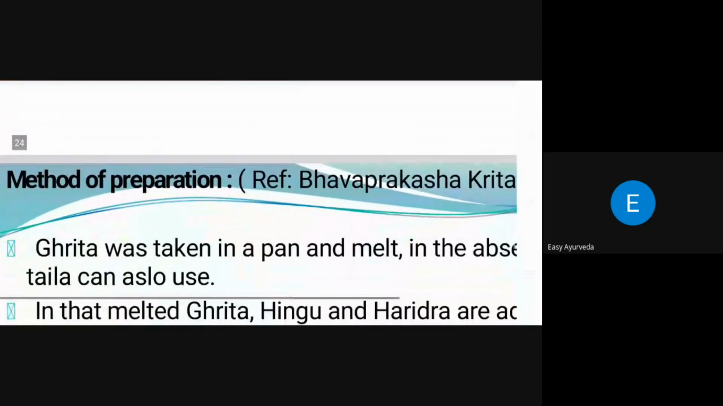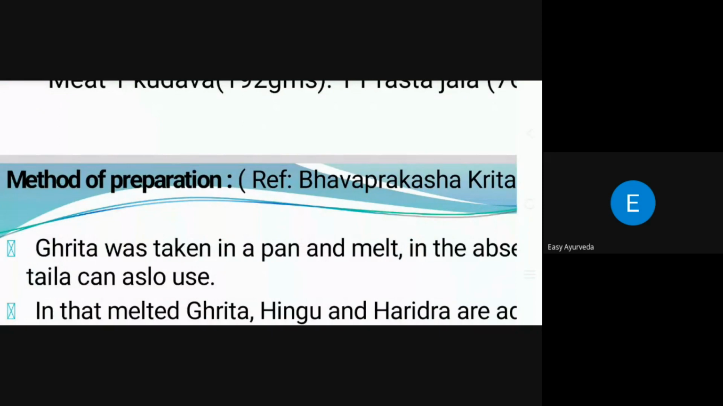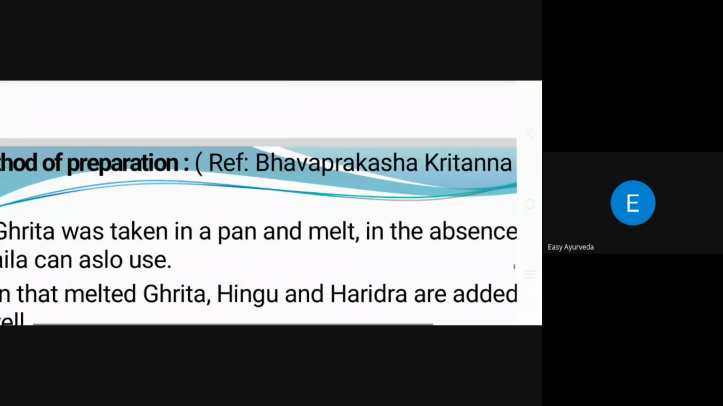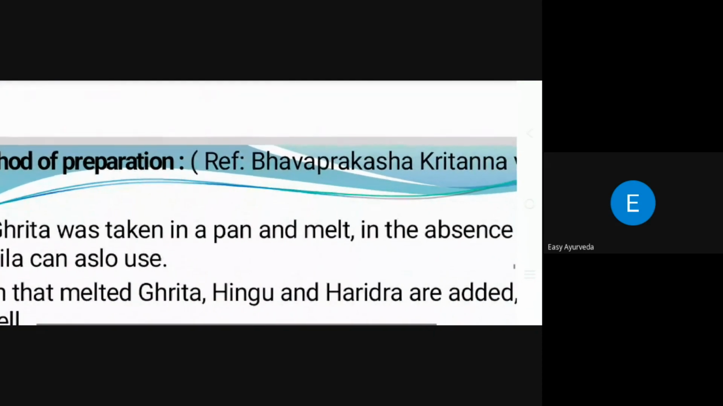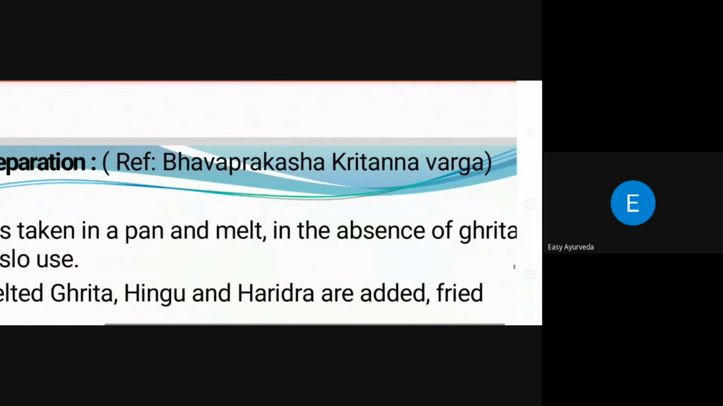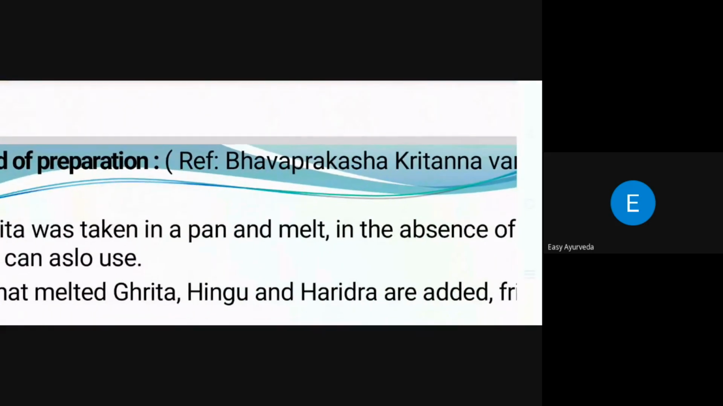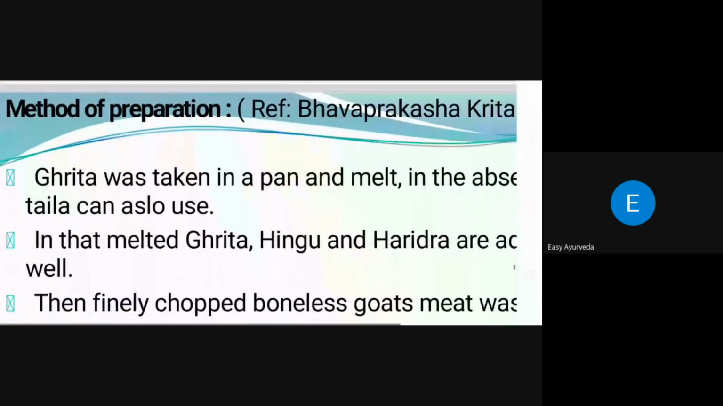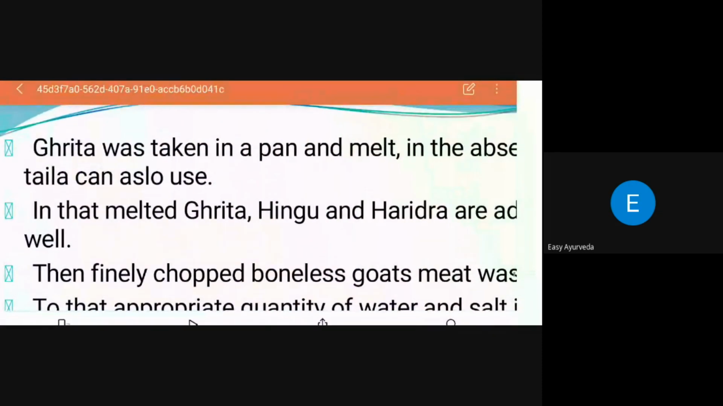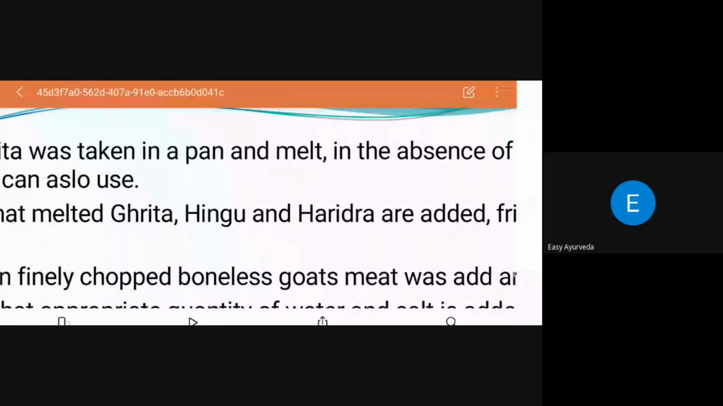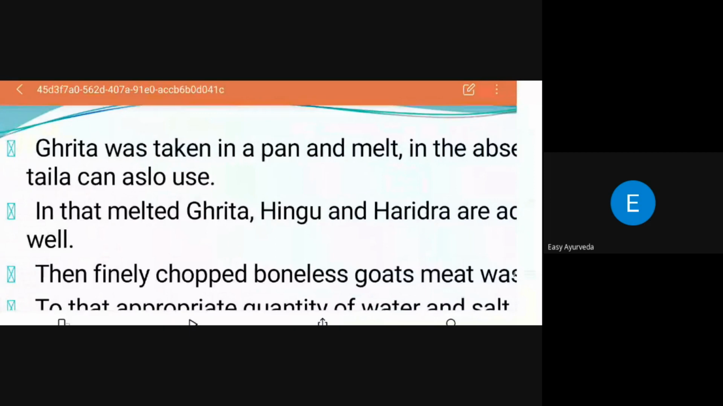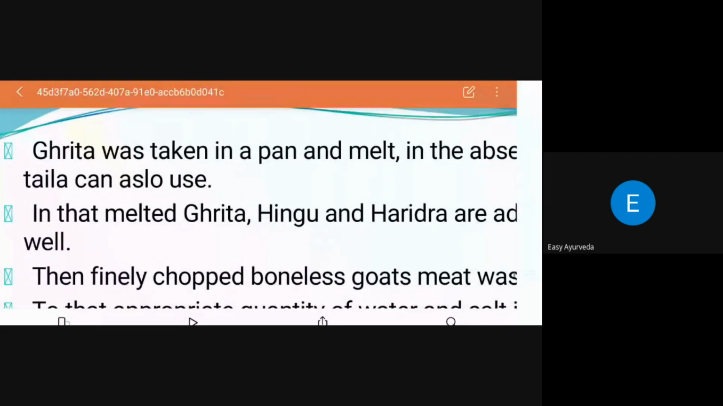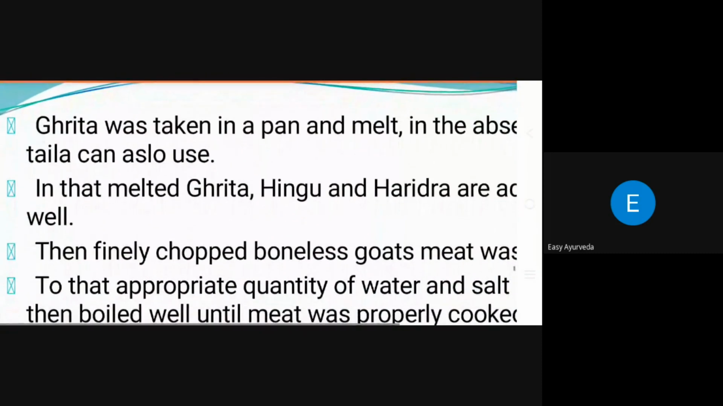Now, how should we prepare the Mamsarasa? This reference has been taken from Bhavaprakasha, written by Acharya Bhavamishra in his book, in the Mamsavarga part, where we are going to see how to prepare the Mamsarasa. First, he says to take ghrita in a pan and melt it. In the absence of ghrita, taila can also be used.